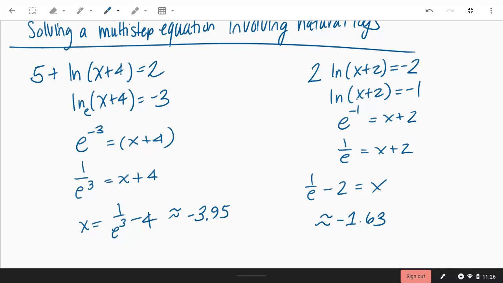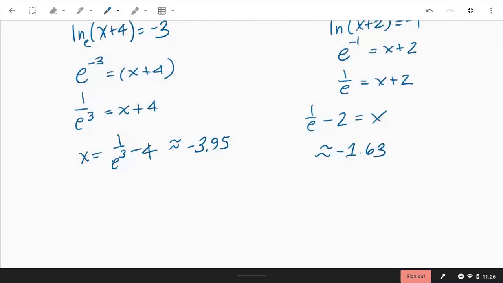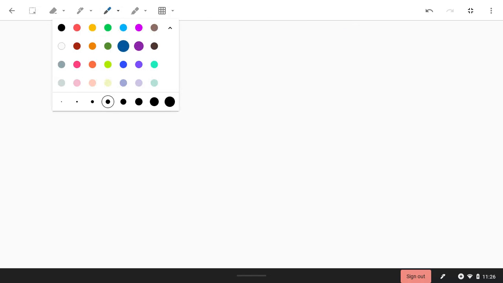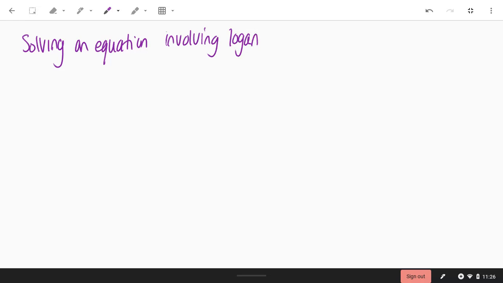All right, we are cruising through these. This should be a nice module for you guys. The next one. We only have 2 more to go. Solving an equation involving logarithms on both sides. And this is problem type 1.